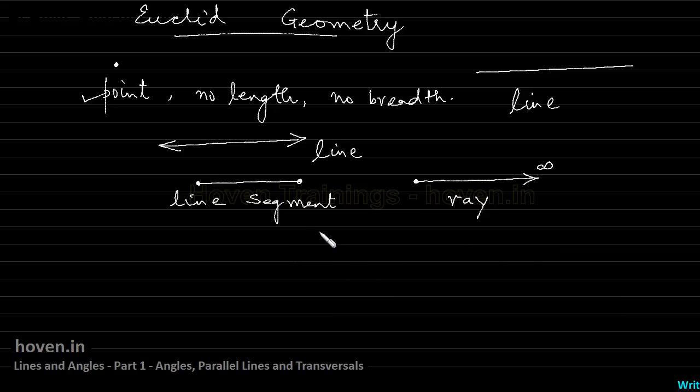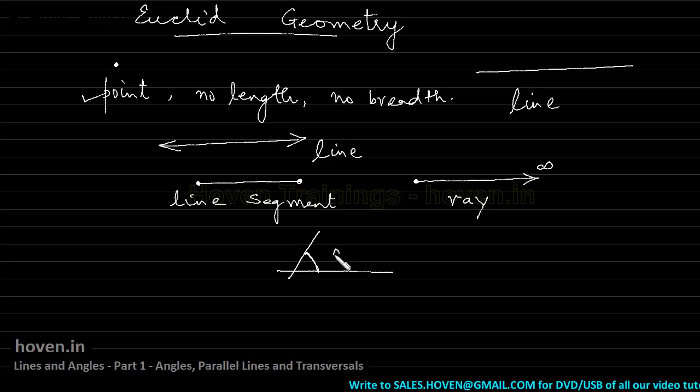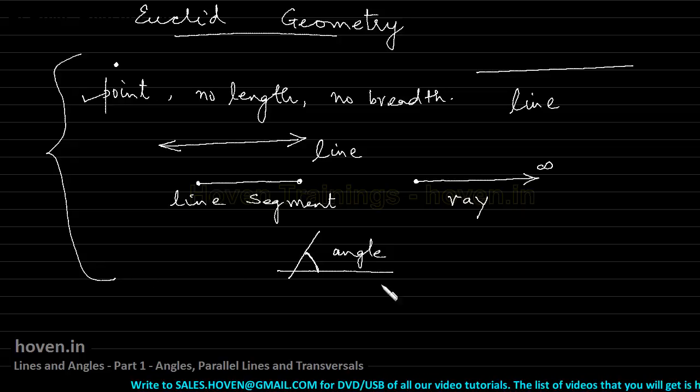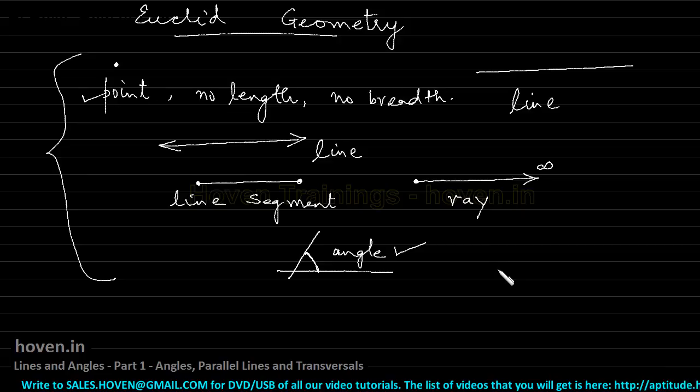And if two rays or two line segments are inclined to each other, then this measure between them is called an angle. So with this basic definition of the things in Euclid geometry, let us begin our study of angle. Types of angles.